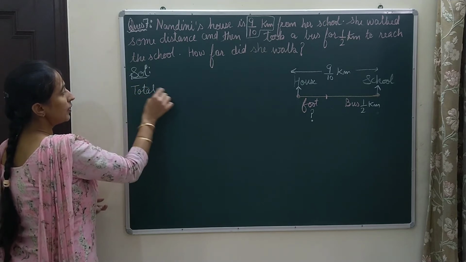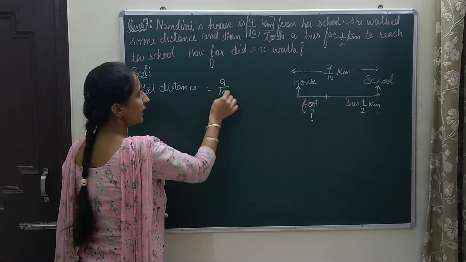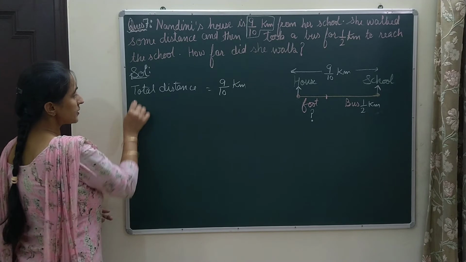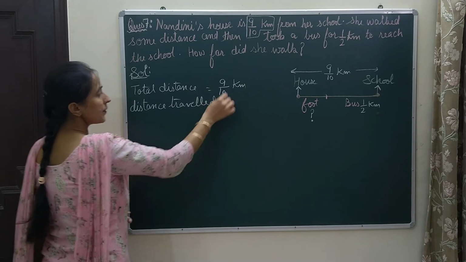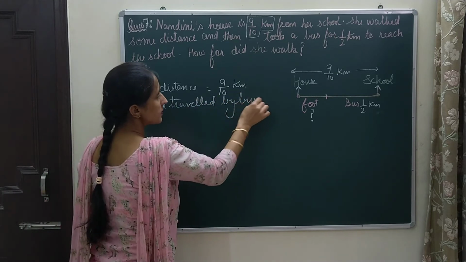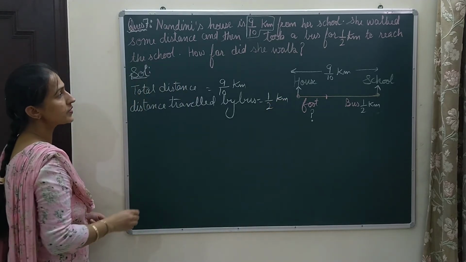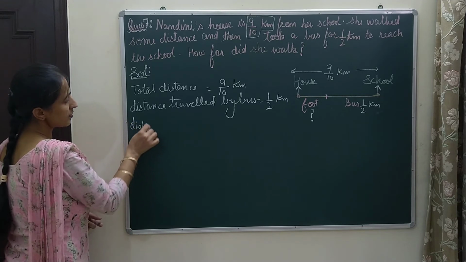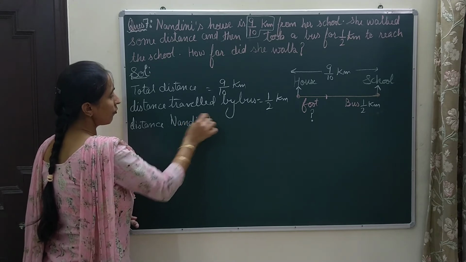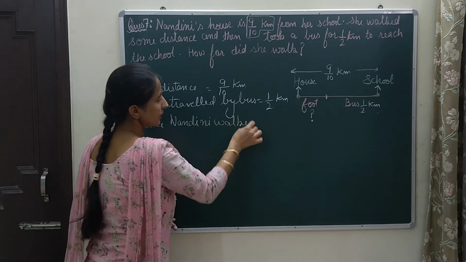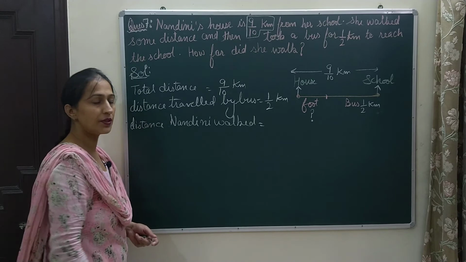Here we will write: total distance between house and school is 9 by 10 kilometers. Then distance traveled by bus, that is 1 by 2 kilometers. Now we need to find how much distance she walked. Distance Nandini walked, and for that we will be subtracting the distance traveled by bus from the total distance.